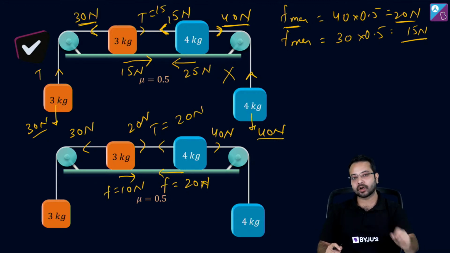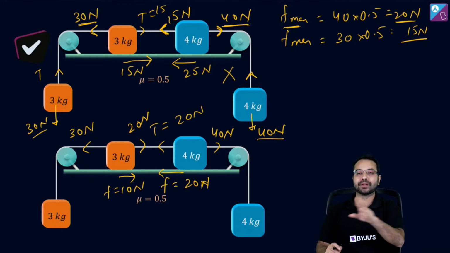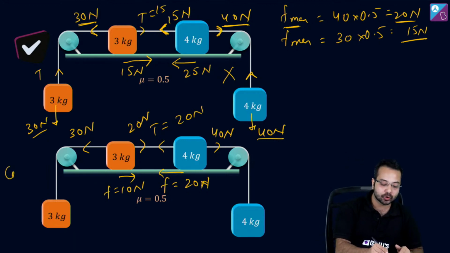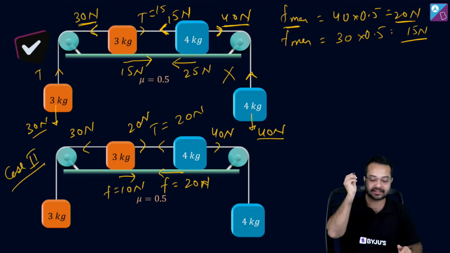We cannot say that one block is going to be in equilibrium and the other will not. All the blocks have to be in equilibrium. So for all the blocks to be in equilibrium, case 2 has to be the correct case. Is that right?